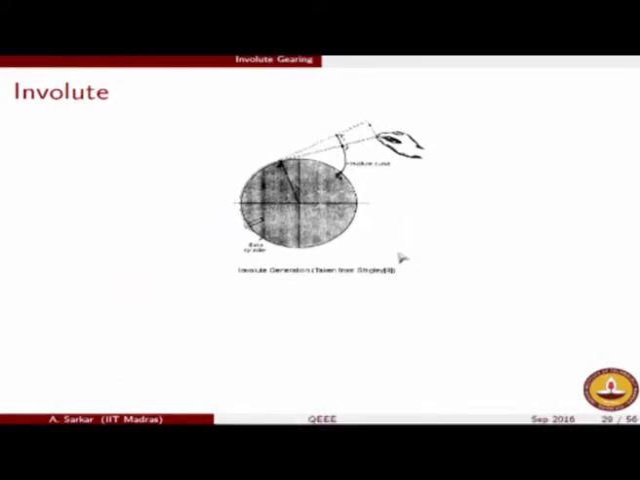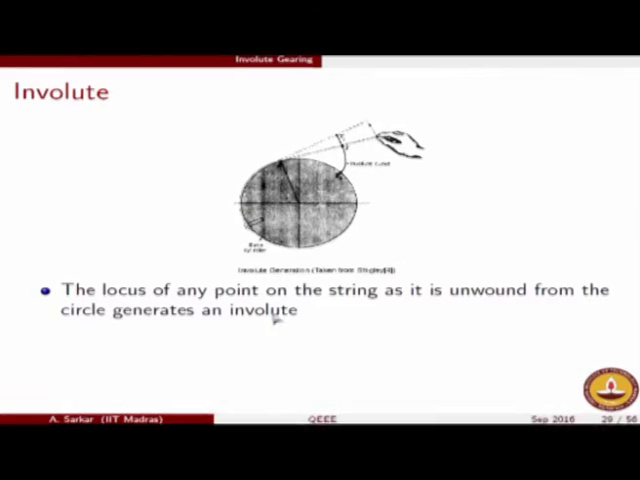Okay, so here is what is an involute. The involute is the locus of any point on the string as it is unwound from a circle. So involute of a circle, to be more specific, is constructed in the following manner. We first wound up a string on this circle, and then as we unwound the string, any point on the string is going to trace out what is known as the involute of a circle.